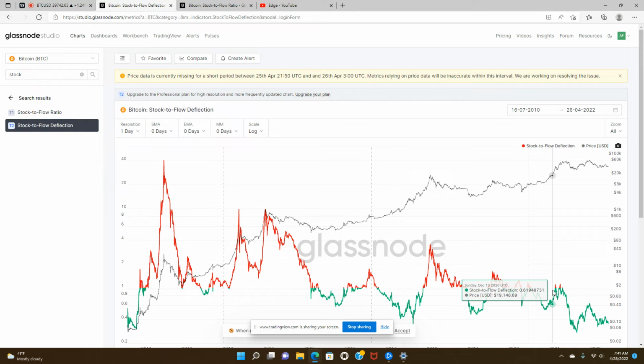Today, I just wanted to focus on stock to flow deflection and the lack of a parabolic rise that you see. This 2020 downtrend in the stock to flow deflection into this premium is very similar to the 2016 flow down here.